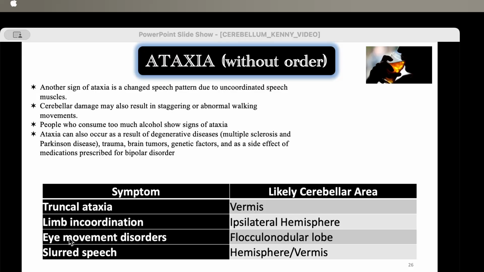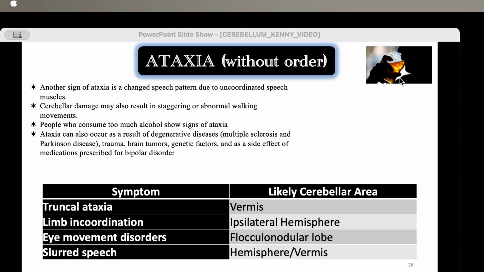Then we can have eye movement disorders, or vestibulo-ocular movement disorders, which are controlled by the flocculonodular lobe. So if we have, for example, nystagmus, the movement disorder of the eyes, the region of the cerebellum that is affected is the flocculonodular lobe. But lastly, we can have slurred speech, which can be due to a lesion on a cerebellar hemisphere or the vermis of the cerebellum.